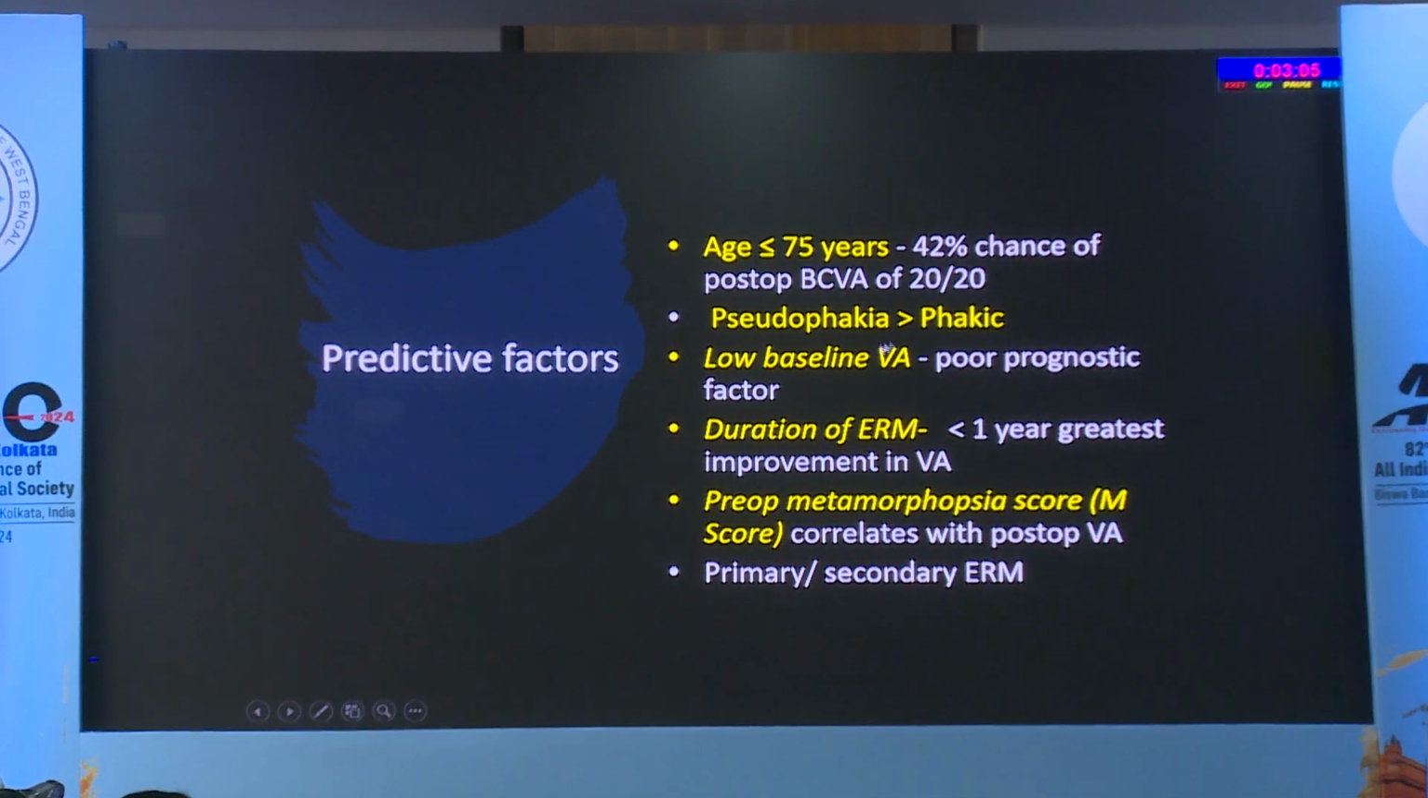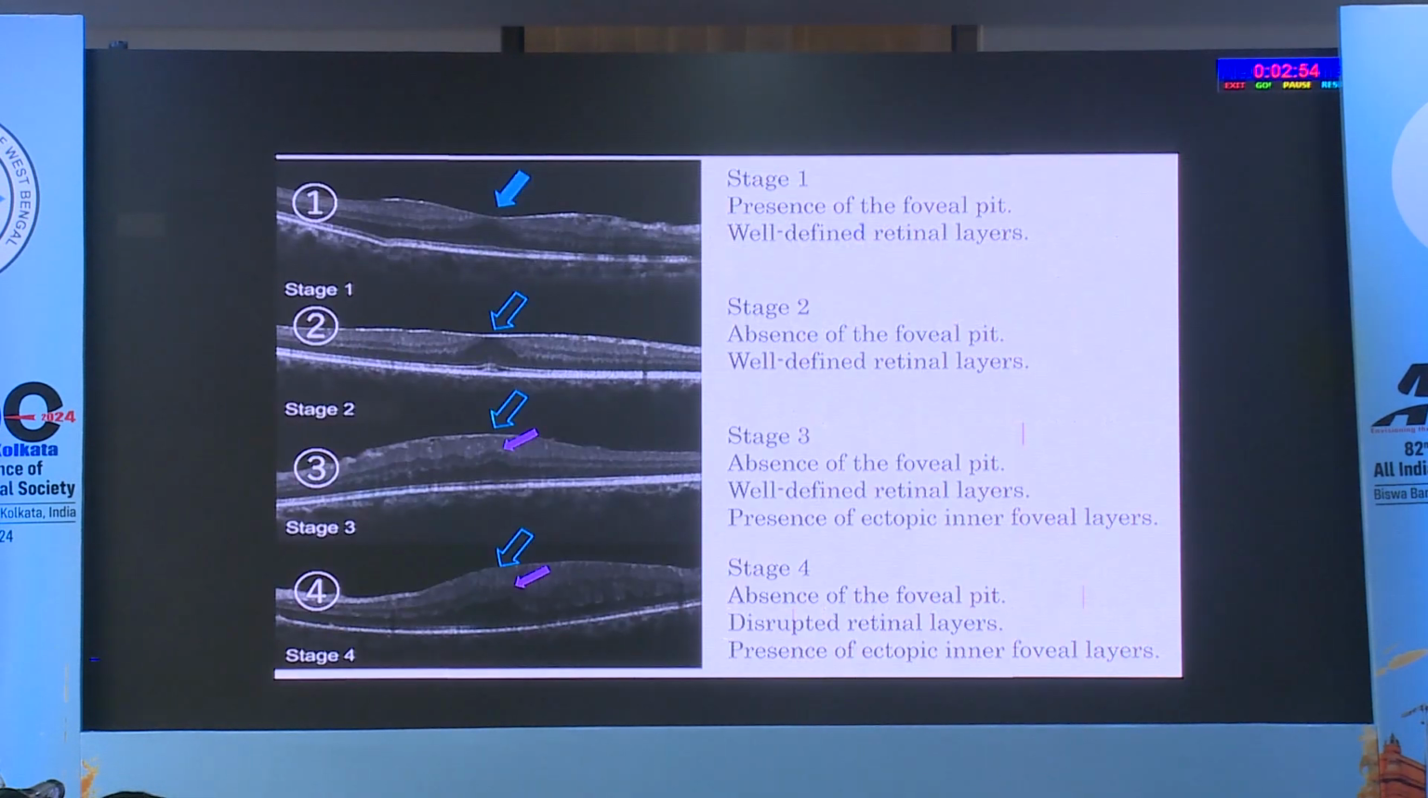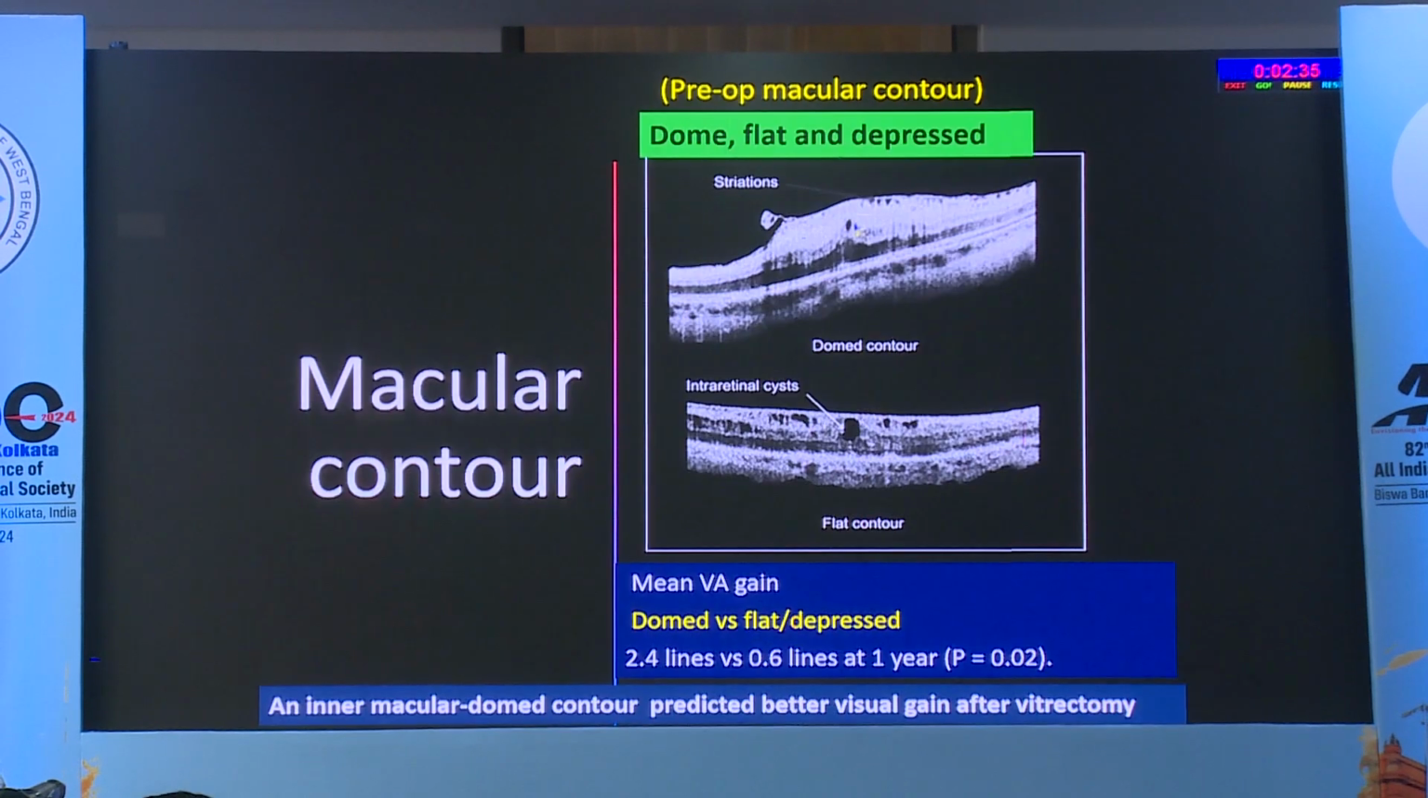Coming on to the ERM, consider the age of the patient. The younger the patients, the better. Pseudophakic patients do better than phakic patients. Low baseline visual acuity is a poor prognostic factor. Less than 1 year of duration, they tend to do well. The metamorphopsia score definitely tends to correlate with the visual acuity. In the ERM, basically look at the stage of the macular hole, which indicates there is an entity which has been described as ectopic inner foveal layers and the retinal layers. These two entities, if they are present, indicate a poor prognosis. So stage 3 and stage 4 holes respond poorly to treatment when compared to stage 1.